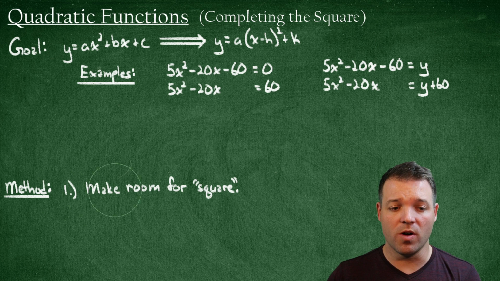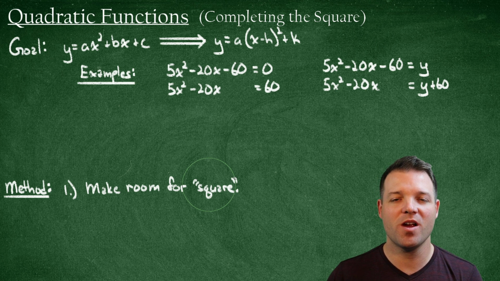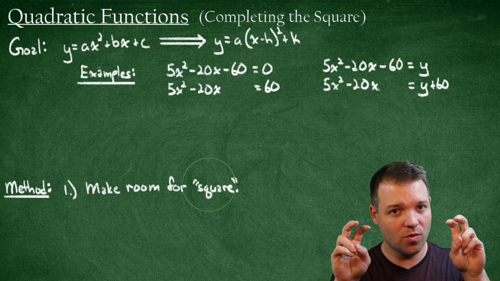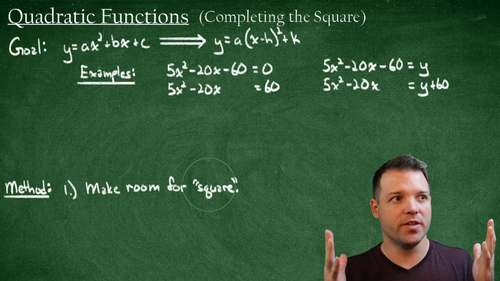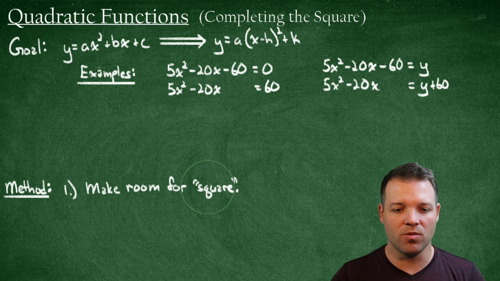So step number 1 is going to be make room for the square. So we are completing the square here. So what in the world is this square? Well, we'll talk about that in a second. We need to make room for the square. So what does that mean? Well, we are going to take away our constant term here. In this case, it's the minus 60. And we're just going to move it over to the other side of the equation. We're moving it out of the way because we want to put something in here, right?